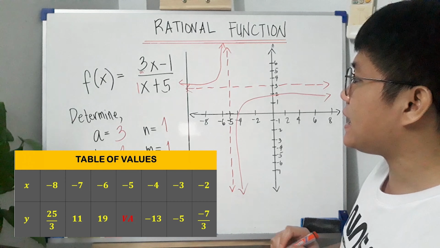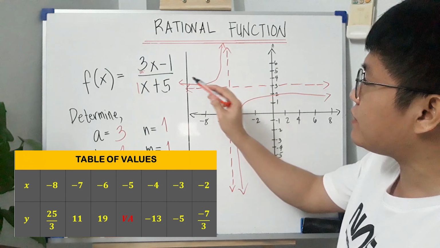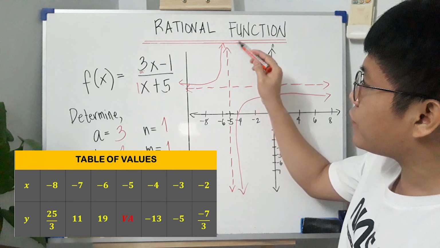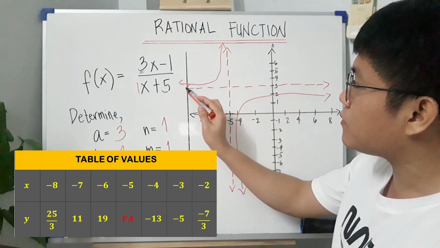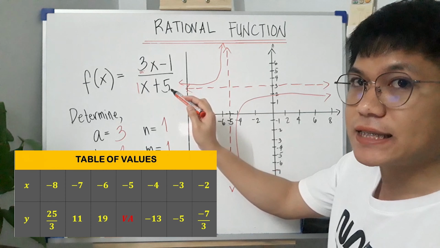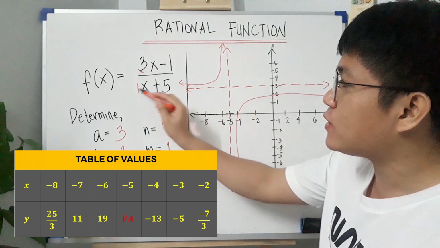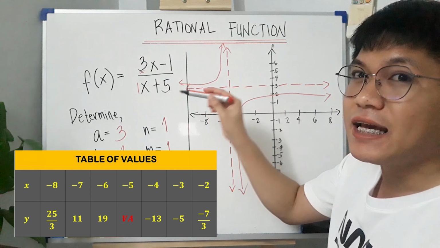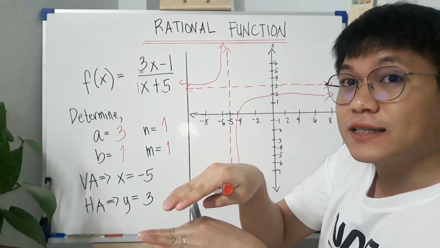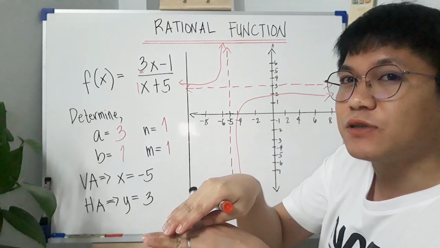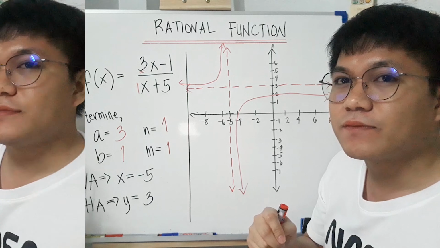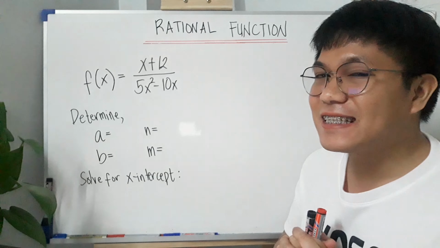Now, as you can see, the graph of this rational function is just approaching the vertical asymptote and the horizontal asymptote, but it never touches. So if you're going to extend this one to infinity and this one to infinity, as well as the graph of this rational function, it gets closer and closer to the vertical and the horizontal asymptote, but it never touches both the asymptotes. Let's have the second example.